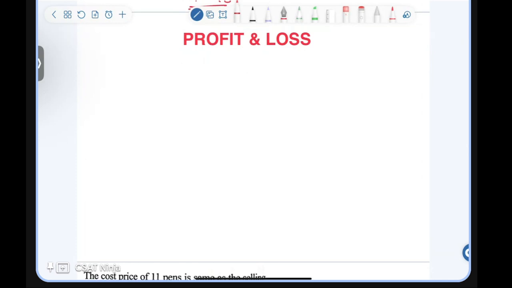When you talk about profit and loss, there are a few things you need to keep in mind: cost price, selling price, and marked price. Cost price means, let's assume yourself as a shopkeeper. If you are a shopkeeper, you are buying something at a certain rate. The amount that you are paying to someone to buy something, that is the cost price. How much money you are paying to buy something, that is the cost price.